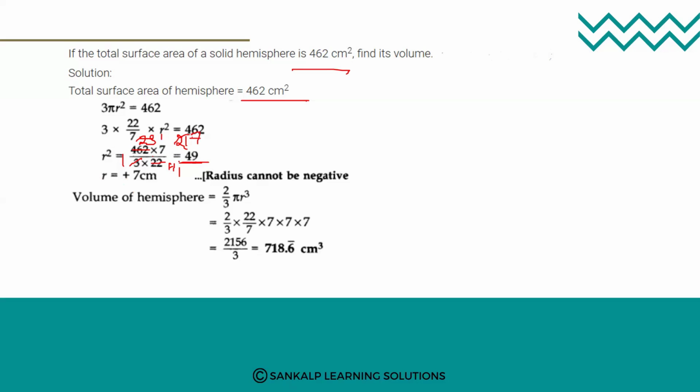R square is equal to 49. Then what is the value of r? R is plus or minus square root of 49. So square root of 49 is 7 centimeters. The radius cannot be negative. Therefore, it is 7 centimeters.